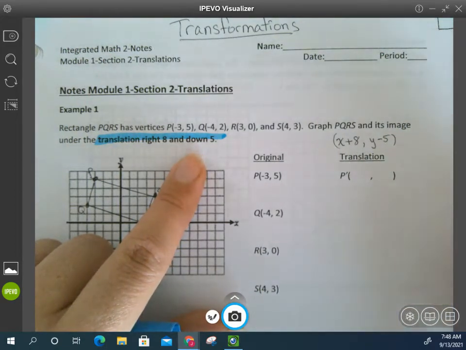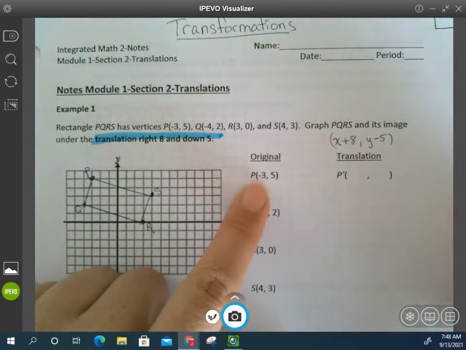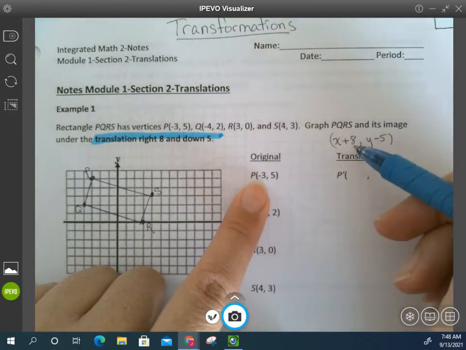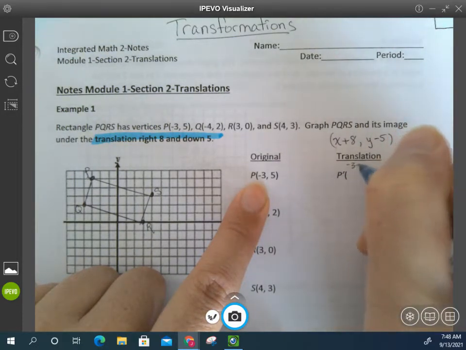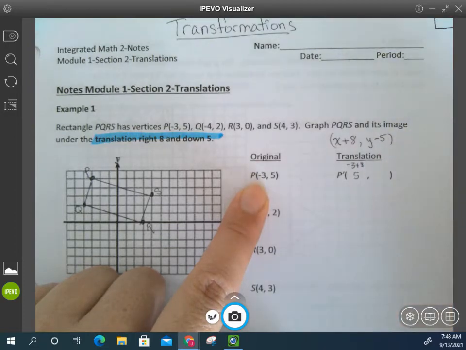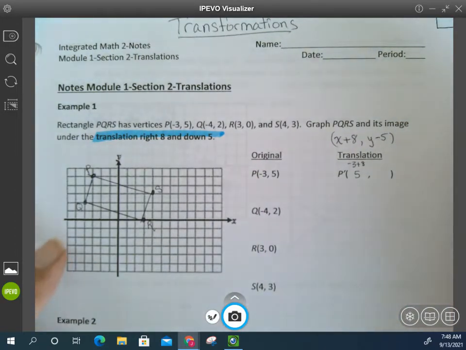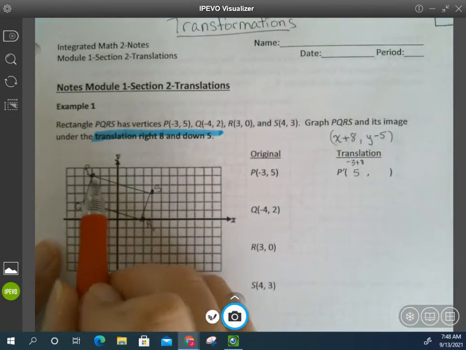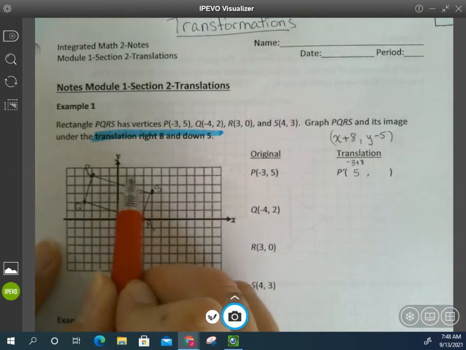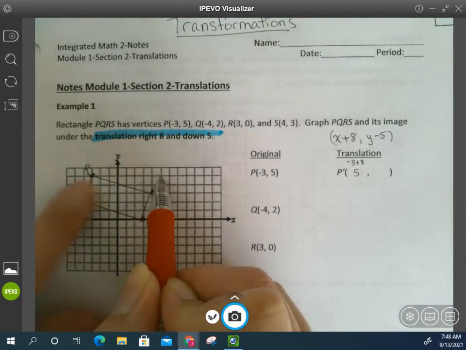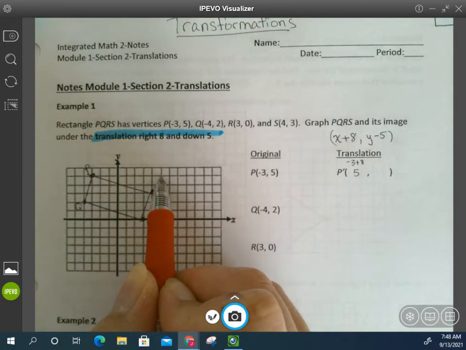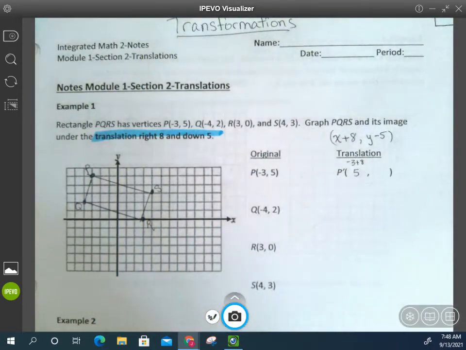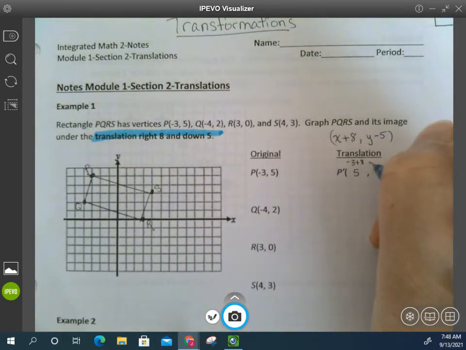So without doing the graph, I can look and say, okay, I have -3, I add 8. We can throw that in the calculator. -3 plus 8 is a +5. That's moving it right 8. Let's try it. So if I'm at P, right here, and I move it 8 to the right, 1, 2, 3, 4, 5, 6, 7, 8, you can see I am at 5 on the x-axis. Now, before I plot my point, I also have to move it down 5. The y value was at 5, and then I take away 5. That puts me at 0.